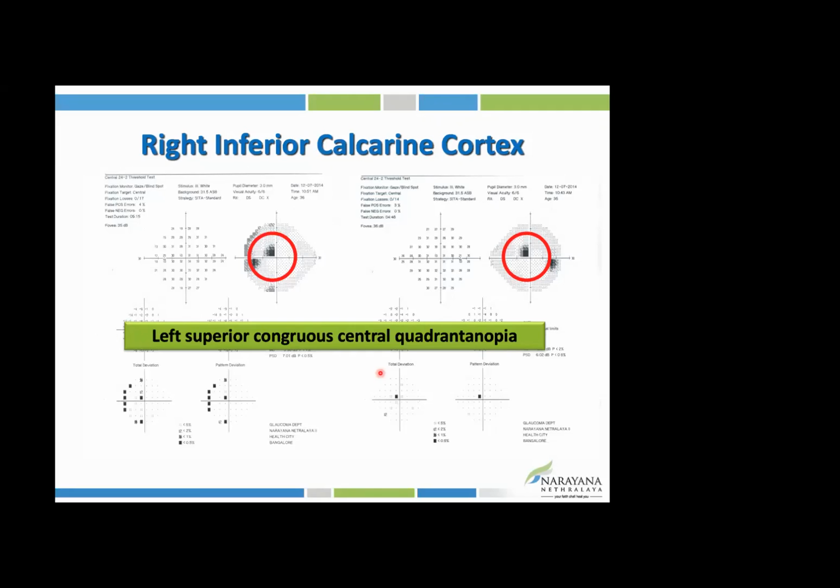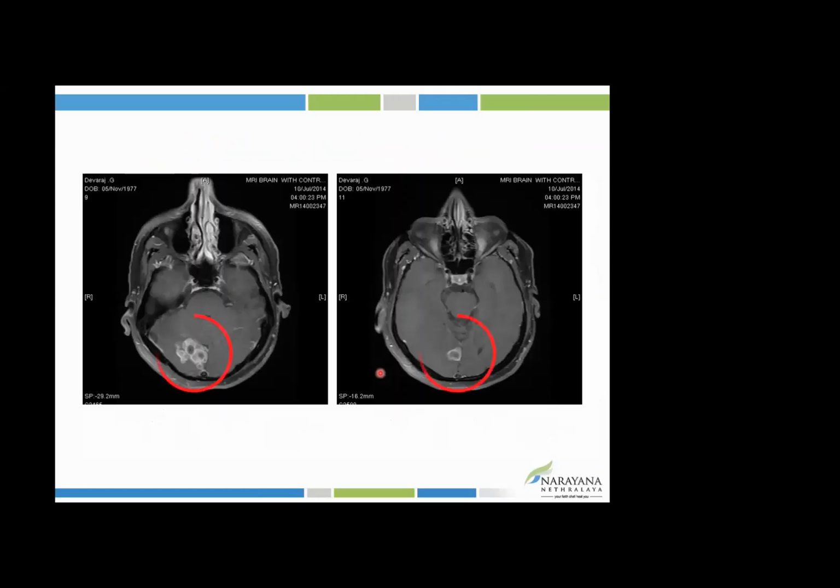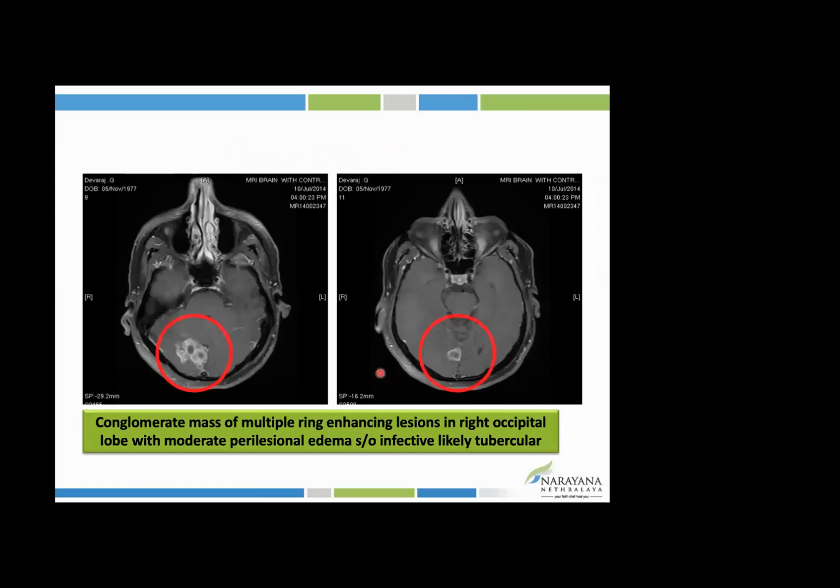So once we realized this, when we got the MRI rechecked, we realized that this patient had multiple ring enhancing lesions in the right occipital lobe with perilesional edema, and those were infective, likely to be tubercular. And this patient was then diagnosed as CNS TB.